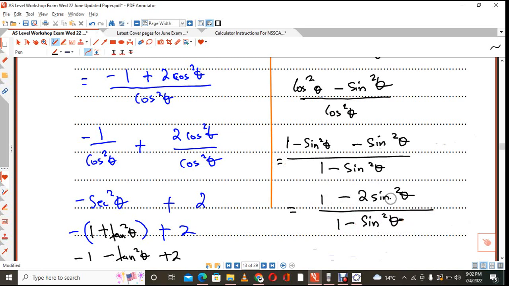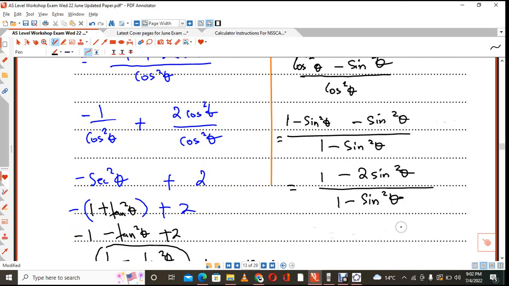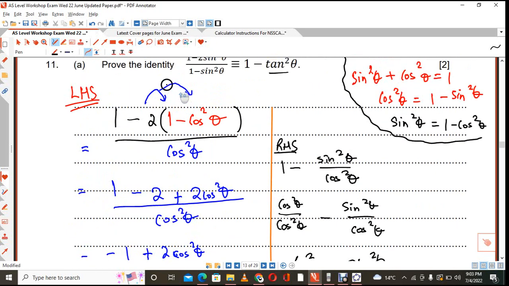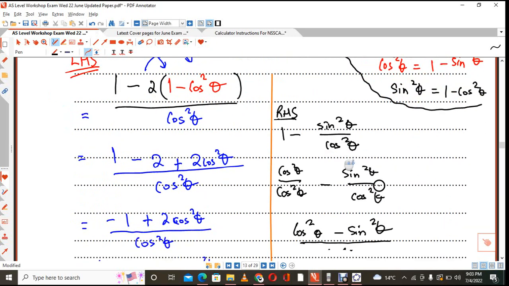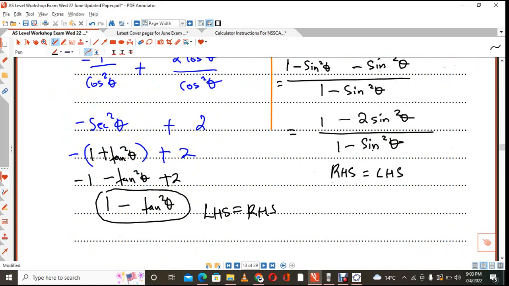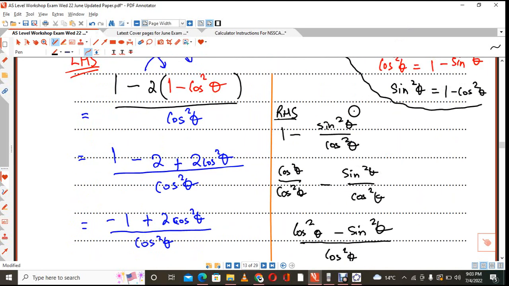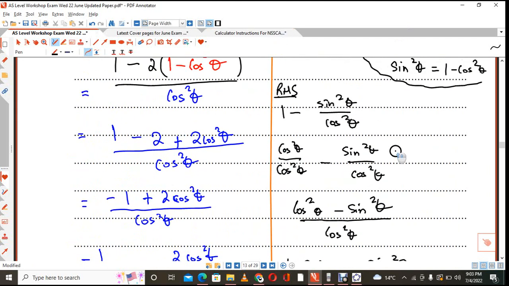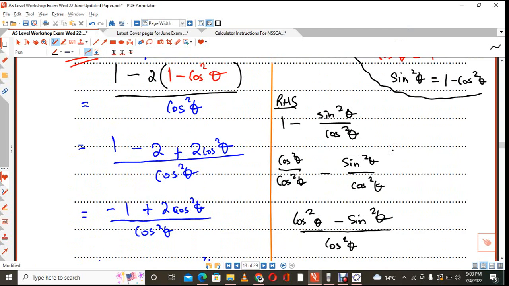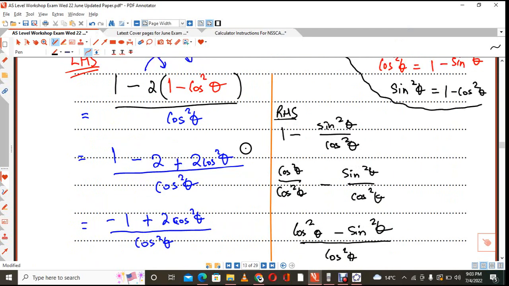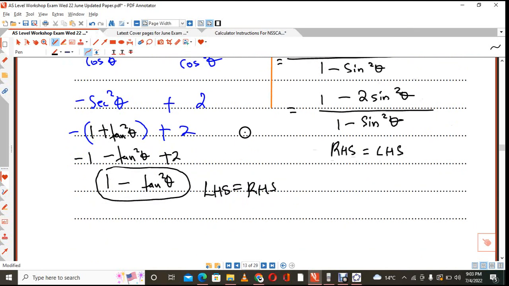And this right-hand side would equal the left-hand side. Okay, 1 minus 2 sine square theta. Can you see that? Over 1 minus sine square theta. So that is also one way. I believe that this is going to be much easier, but of course, you always have to also know the other approach to this. So this is the end of part 2 of this mock exam. I'll be doing part 3 in a bit.